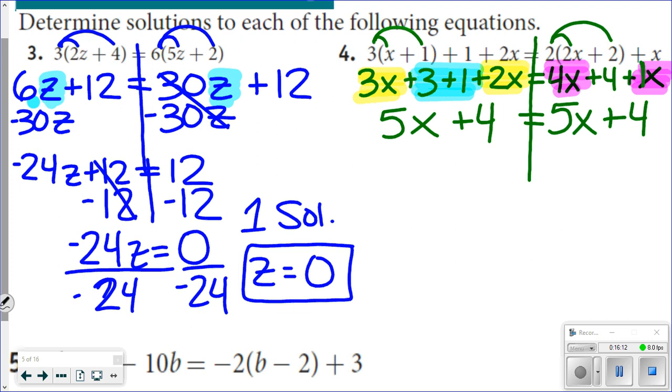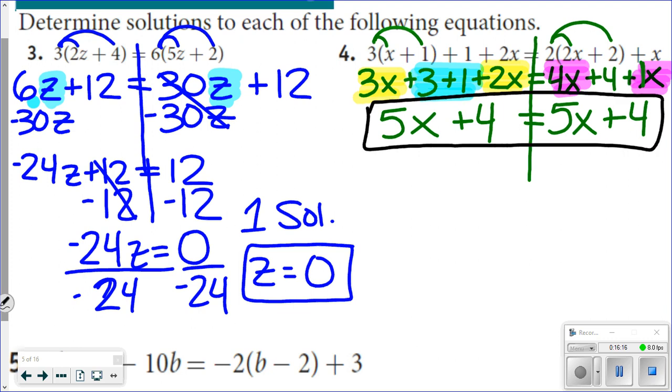I'm going to stop right here because I can already see what my answer is going to be. What do you notice? Everything is exactly the same. My x terms, 5x is the same as 5x. My constant terms are the same. 4 is the same as 4.